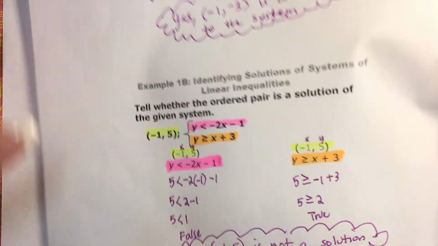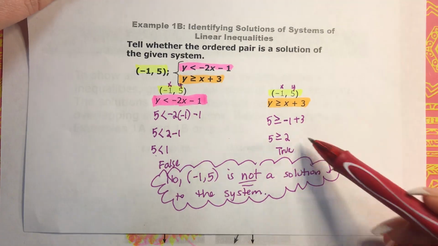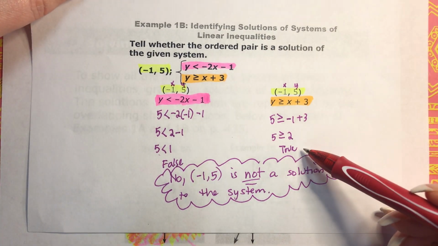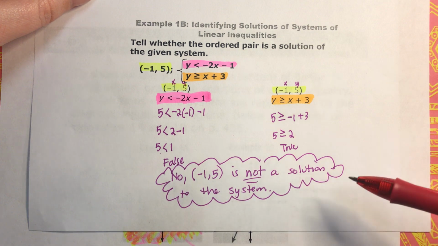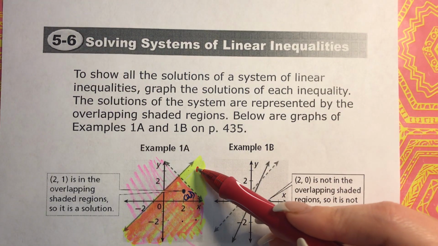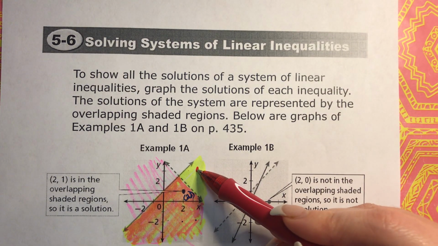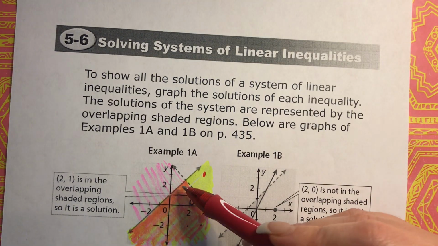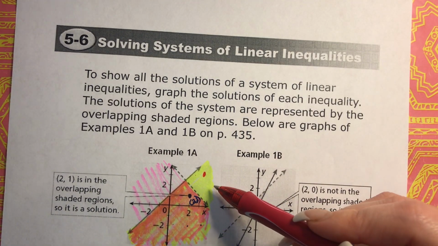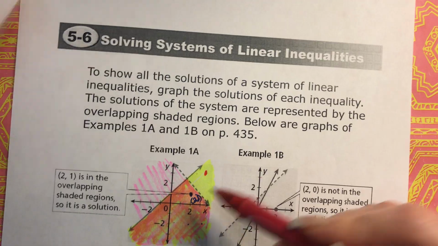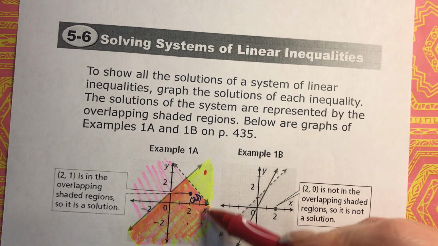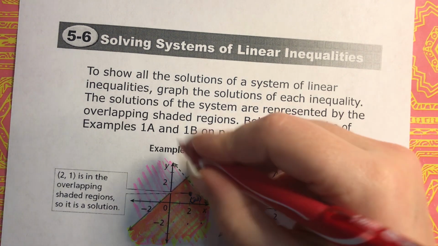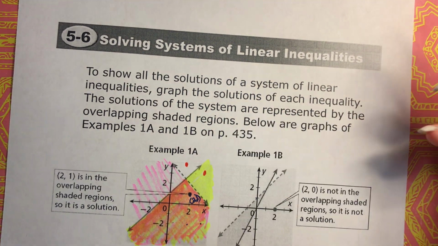So that's why when you're doing this, you'll have one that is true and one that is false, because it actually is true for this yellow inequality, that is a solution, but it's not a solution for this pink. So for it to be a true statement for both, it has to be a solution that is in the shaded region of both. Now, what do you think if I had a point over here?